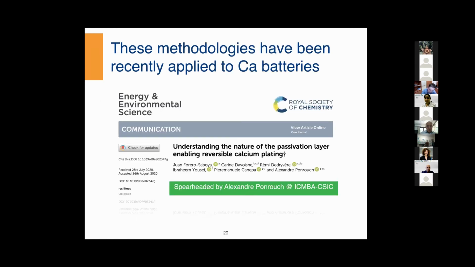Recently, this technique has also been applied in work spearheaded by Alexander Pondrush in Barcelona, and particularly by his PhD student. The results of the application of this technique that I showed you are midway promising. I cannot say that they are 100% promising in comparison with what is observed experimentally, but it's worth checking this article if you're interested.